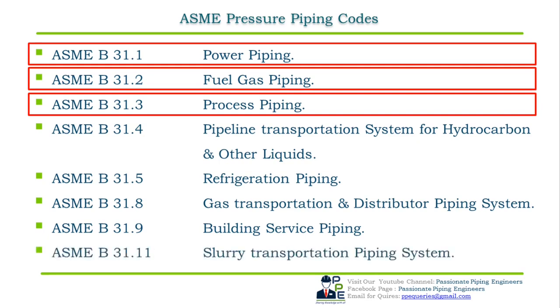ASME B31.11, slurry transportation piping systems. This code is used for design and fabrication of the piping systems that transport viscous slurries between plants and terminals, within terminals, and pumping and regulating stations.